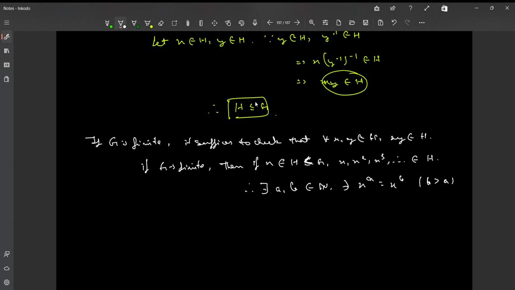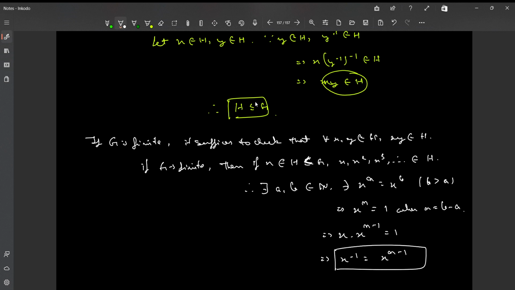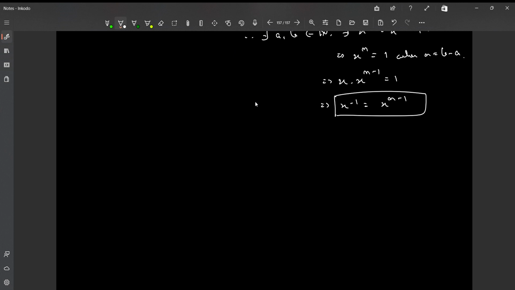So it coincides like this, and let's choose b to be greater than a by the well ordering principle of integers, without loss of generality. If I choose n to be b minus a, this implies that x to the power n is 1. But if x to the power n equals 1, then we can write it as x times x to the power n minus 1 equals 1, which holds due to the law of exponents. That implies that x inverse is nothing but x to the power n minus 1. So inverses hold trivially in the case of a finite group, and it suffices to check whether the closure property holds only. So we have discussed enough about subgroups.